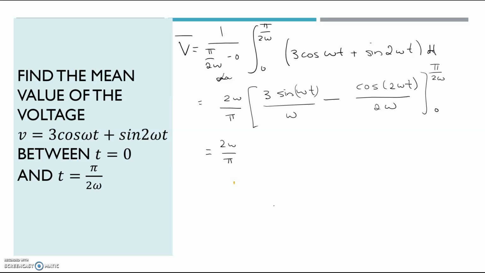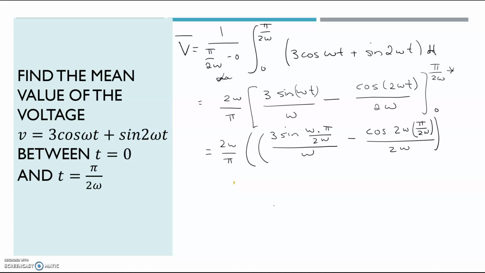and I'm going to put in for my first term, I better use 2 brackets, so it'll be 3 sine omega times pi over 2 omega over omega minus cos 2 omega times t, which is pi over 2 omega, over 2 omega. That's putting in my first limit, and the 2 omega over pi applies to the whole lot, minus 3 sine 0 over omega minus cos 0 over 2 omega.